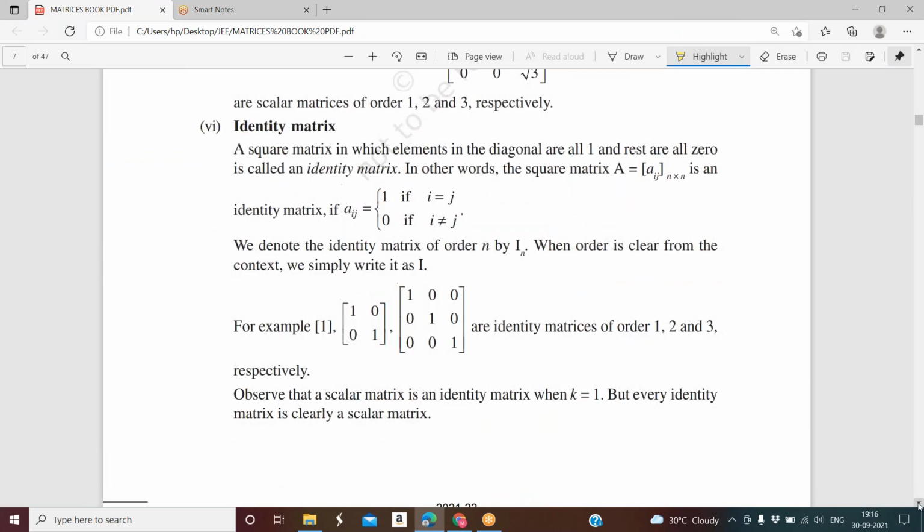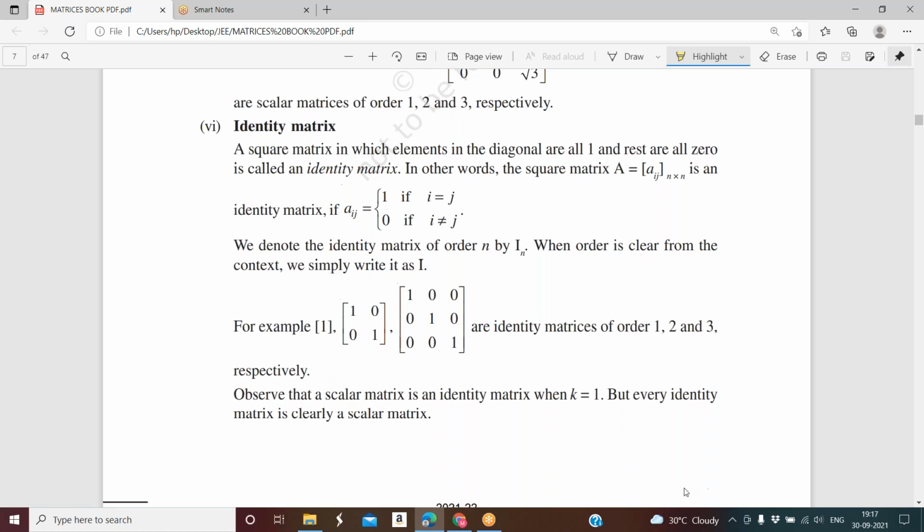Next one is identity matrix. What is meant by an identity matrix? In a square matrix, if all the diagonal elements are equal to 1 and the rest of the elements are 0, then we call it an identity matrix. In a square matrix, if all the diagonal entries are 1 and the rest of the entries are 0, then we say that it is an identity matrix.